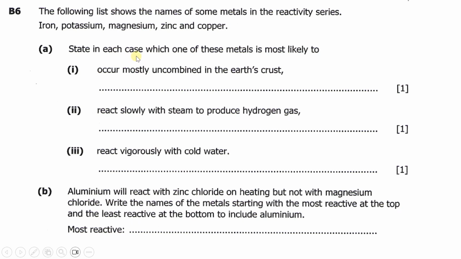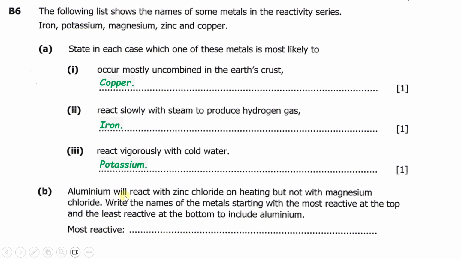So when they say state in each case which one of these metals is most likely to, part 1, occur mostly combined in the Earth's crust, here it should be copper. Then part 2, react slowly with steam to produce hydrogen gas. So copper does not react with steam, but iron can react slowly. However, steam with zinc and magnesium reacts faster, but with the iron slowly. So we can put iron here. React vigorously with cold water. Among these, the one which is very reactive is actually potassium. So potassium will react vigorously with cold water.